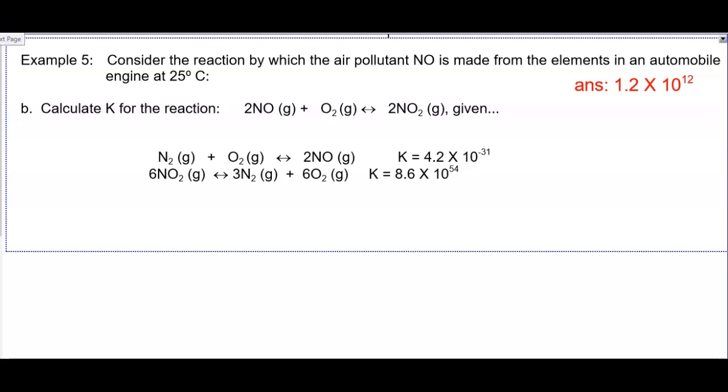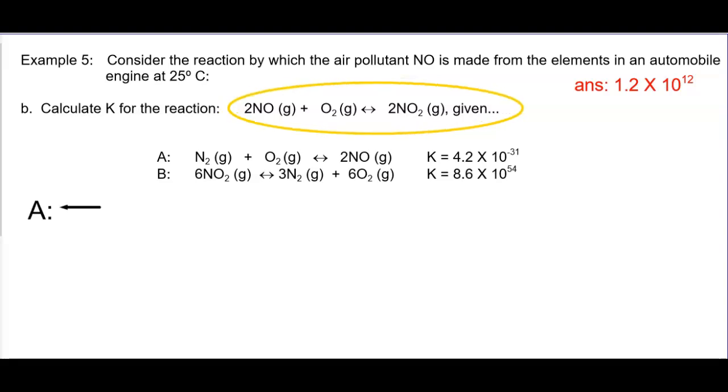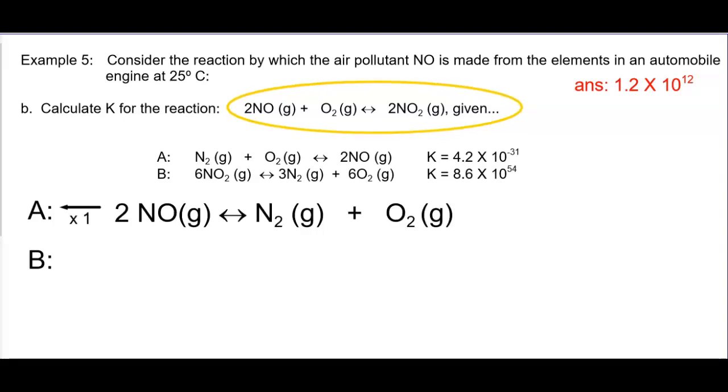Example 5B. So here I have a given equation, and I'm going to go through that process again. So that's the equation I'm trying to get. What am I going to do to A? I'm going to reverse it, multiply by 1. So I did that. What do I need to do to B? To make it look like my unknown to B, I need to reverse it and multiply by a third.